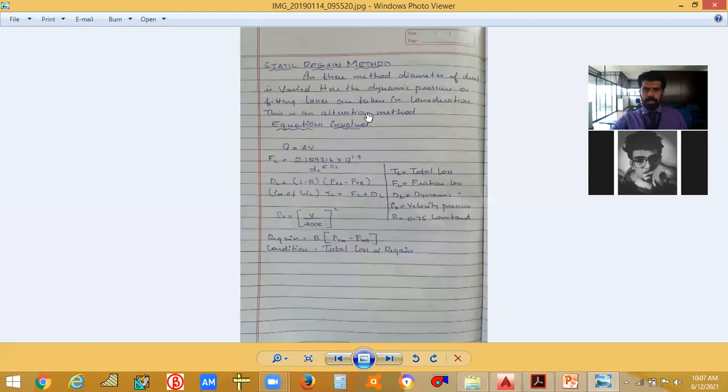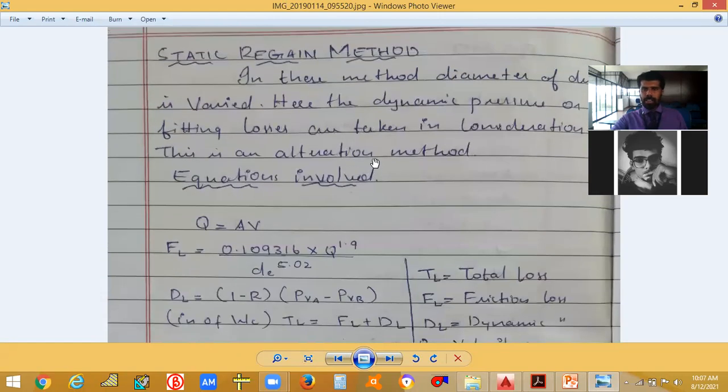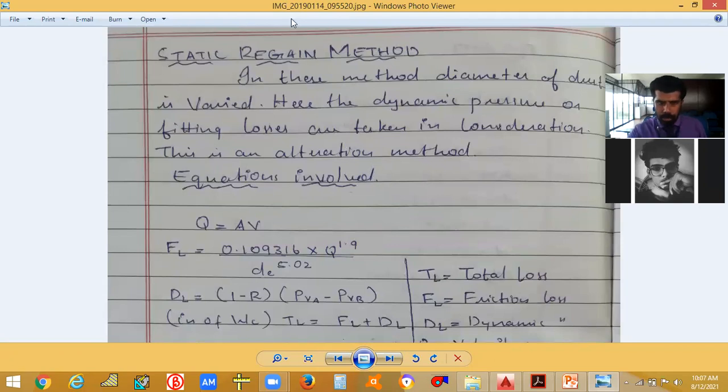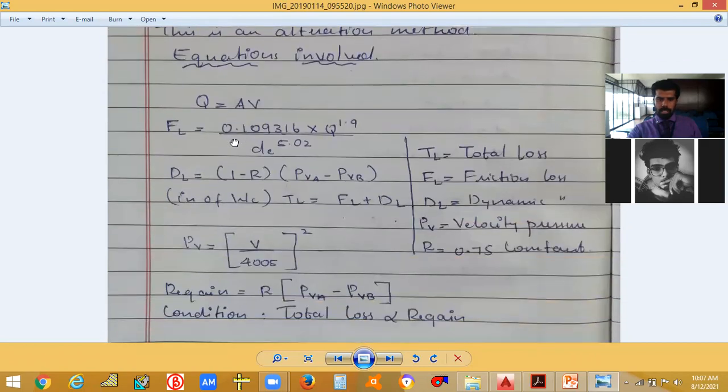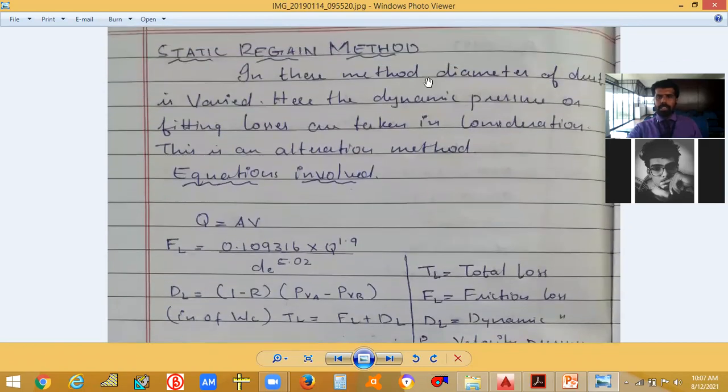Just write it down. Static regain method. I have already explained what the static regain method is, so just write these notes and these formulas. In this method, the diameter of the duct is varied. Here also we need some background knowledge about duct designing. We need some experience, then only will we be able to do this with the static regain method. Normally we find the duct size with the help of the equal friction method, so go for equal friction method.